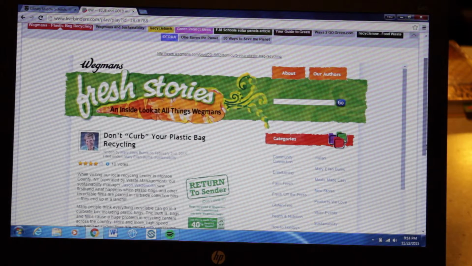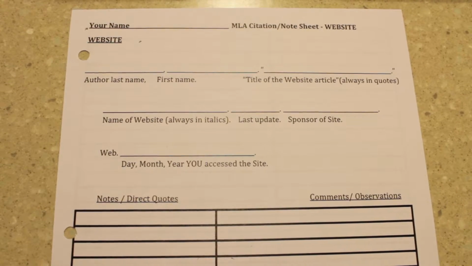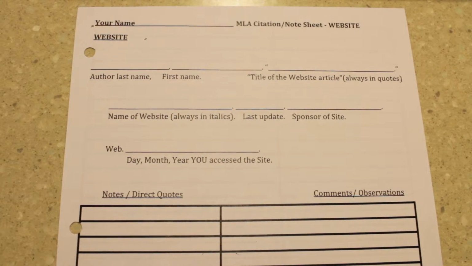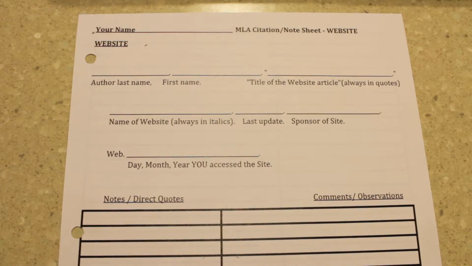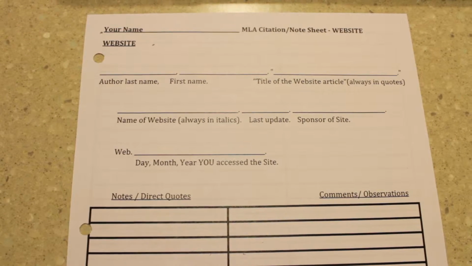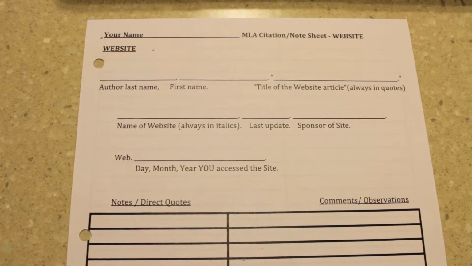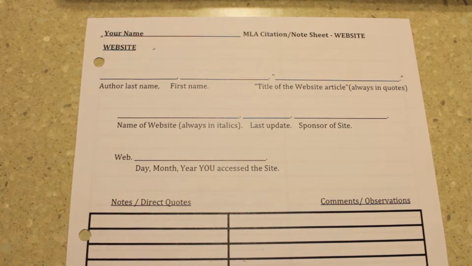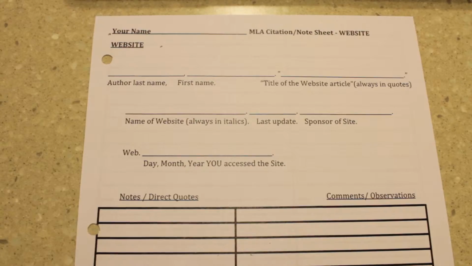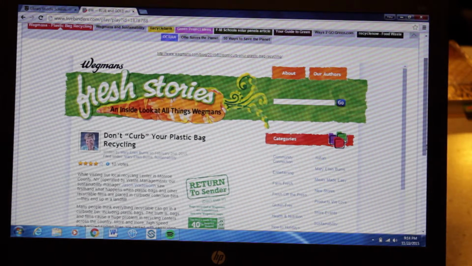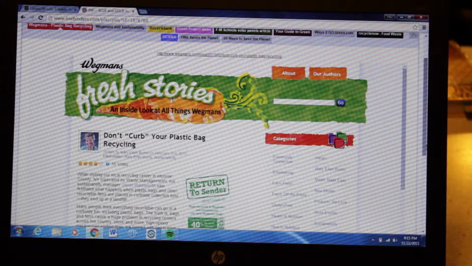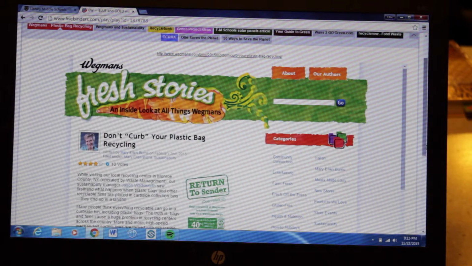So when you are citing for a website, it asks for the author's last name, the author's first name, the title of the website article, the name of the website, the last time it was updated, the sponsor of the site, and the date that you accessed it. On websites, sometimes you're able to find the author, sometimes it's more challenging to do that. Sometimes the author isn't listed.